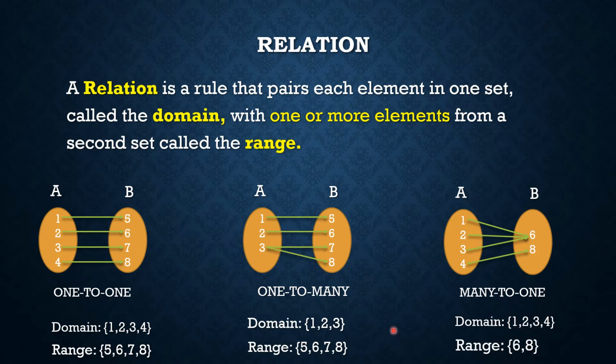Okay, so this is how we illustrate relation para mas madaling maintindihan, and by visual inspection, makikita natin that there are three kinds of relation. We have the one-to-one, one-to-many, many-to-one relation.